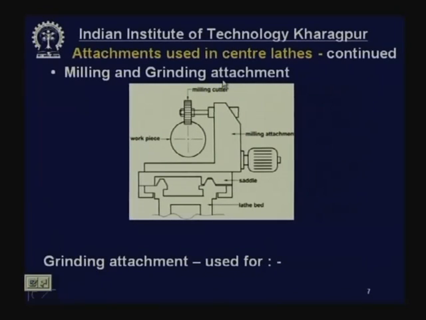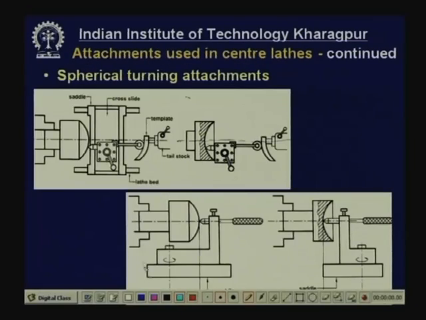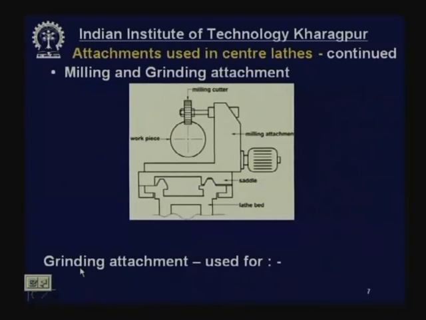Now, another attachment frequently used in lathes, central lathes, is what is called the milling and grinding attachment. Milling operation in a lathe, grinding operation in a central lathe. Now, how is it accomplished? If it is milling, this shows a milling attachment. This is a grinding attachment.